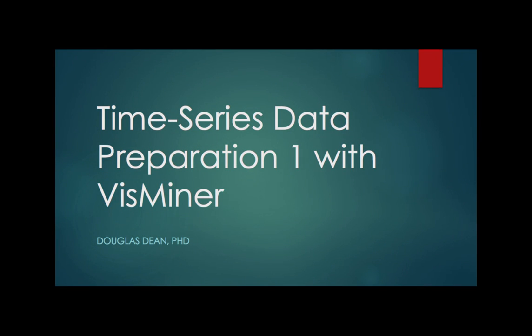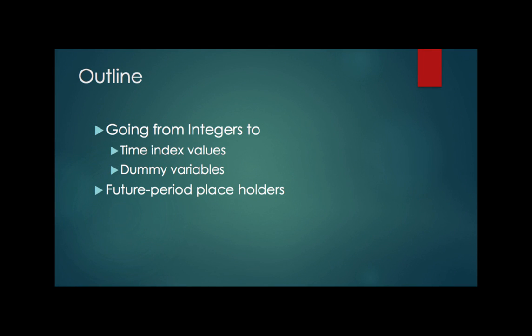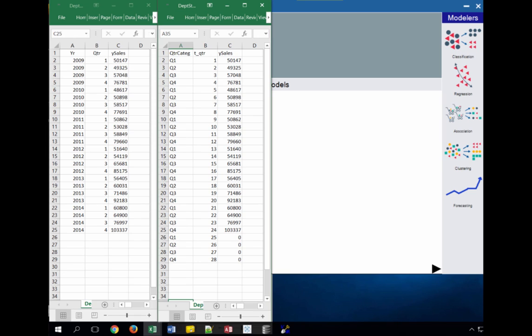In this first video on data preparation for forecasting, we're going to talk about going from integers to time value indexes and dummy variables, and also deal with getting our future period placeholders in place so that we can complete our forecasts. When we're doing forecasting, we need to do a series of data manipulations to prepare our data, and it comes to us in different ways.